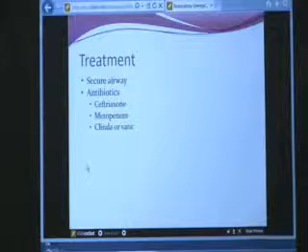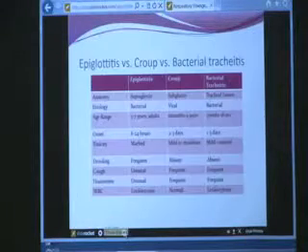The treatment for them is you want to secure their airway, and antibiotics. If you think you can do it in the emergency room, you can secure their airway there, but you usually need to have your most experienced personnel do that. But a lot of times they need to go to the OR for that as well.